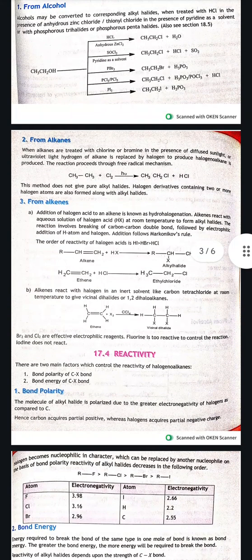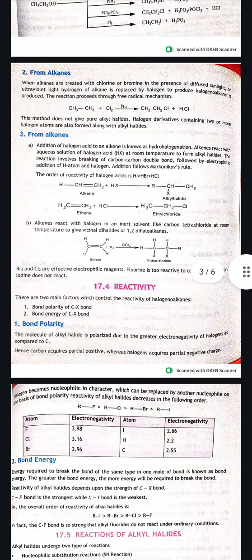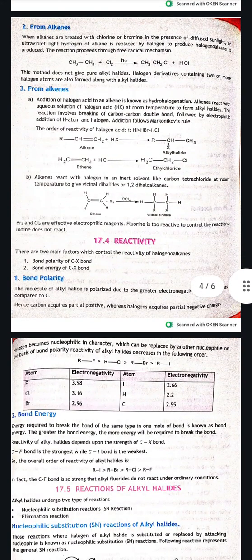From alkanes. So preparation from alkanes is because of the free radical mechanism. CH3CH3 plus Cl2 gives us CH3CH2Cl plus HCl. From alkenes. So when the addition of halogen acid is done to an alkene, this is hydrohalogenation.